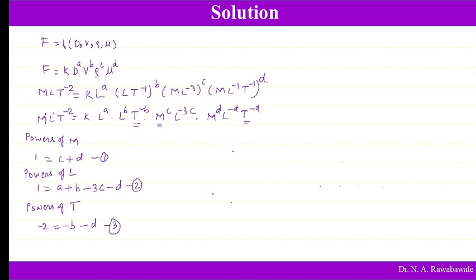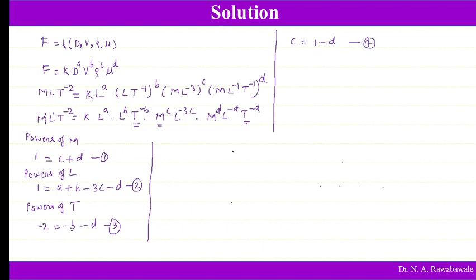Now what we do here is we convert all these equations in terms of d, say. Here we have 3 equations, but the unknowns are 4: a, b, c, d. It is not possible for us to find all the variables, as the equations are 3 and the unknowns are 4. Therefore it is impossible to find the value of all the arbitrary powers, so we convert these arbitrary powers in other terms. So c can be converted in terms of d: c is equal to 1 minus d. We call this equation number 4.